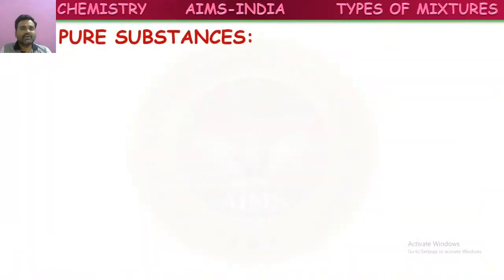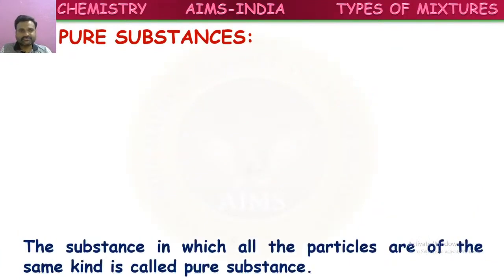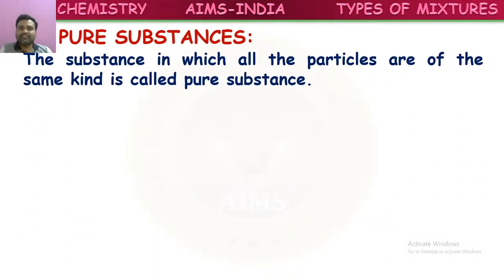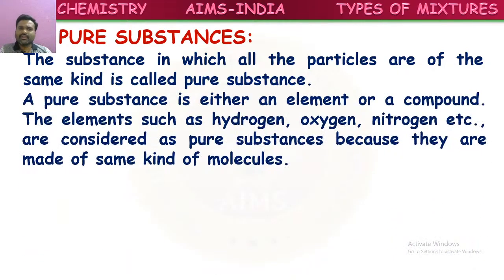Let us see here. First, pure substances. The substance in which all the particles are of the same kind is called a pure substance. That substance may contain either elements or compounds. If it has only one kind of atoms or molecules, then it is said to be a pure substance. A pure substance is either an element or a compound. It might be an element or a compound.